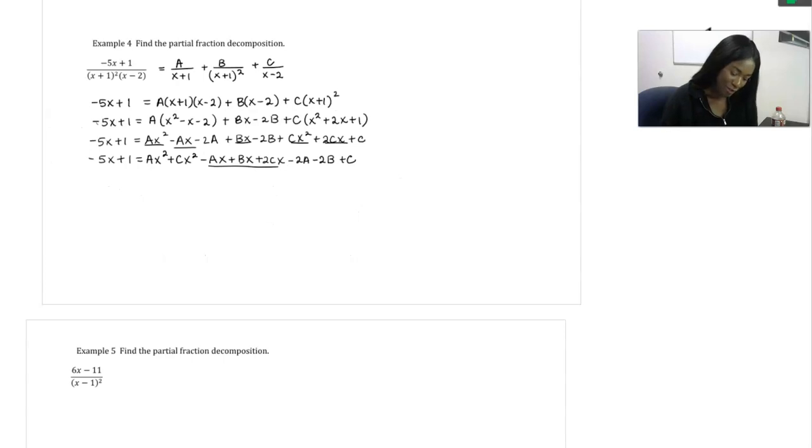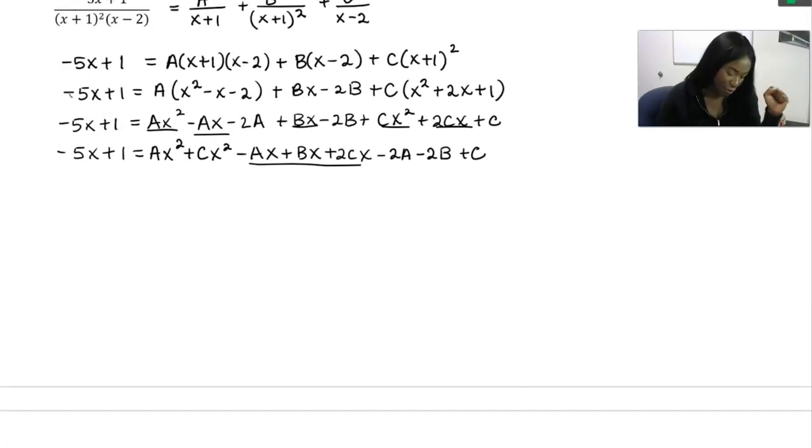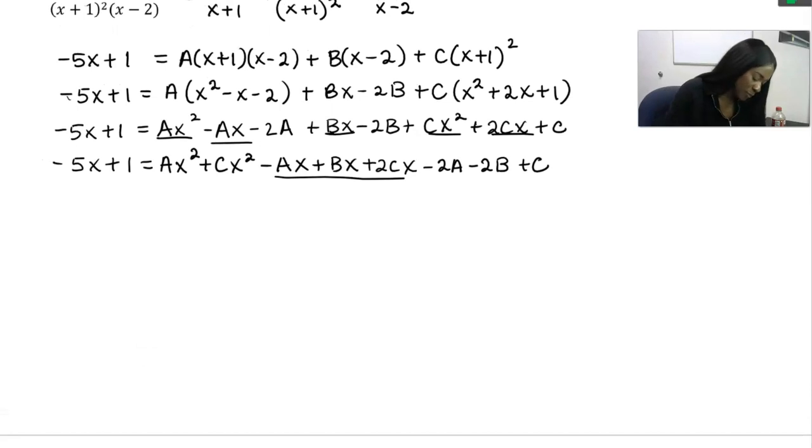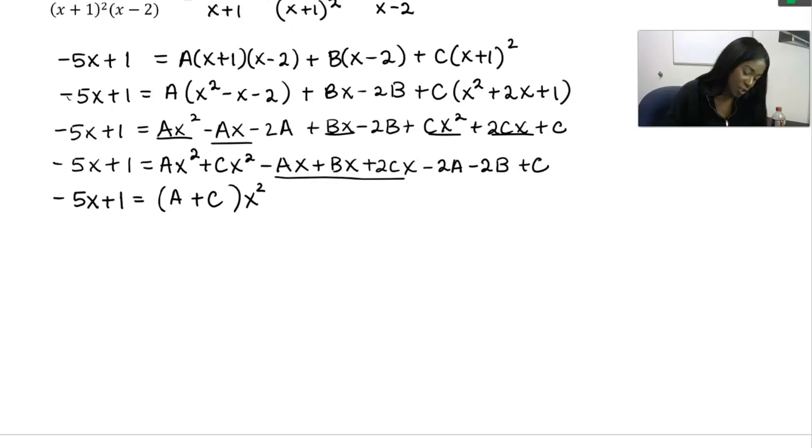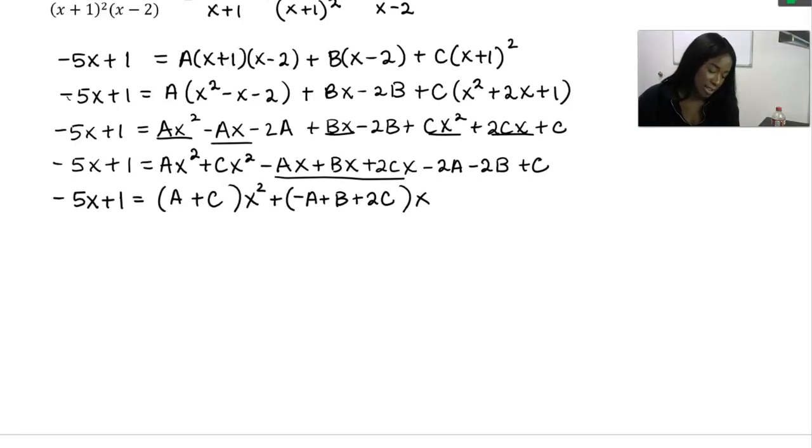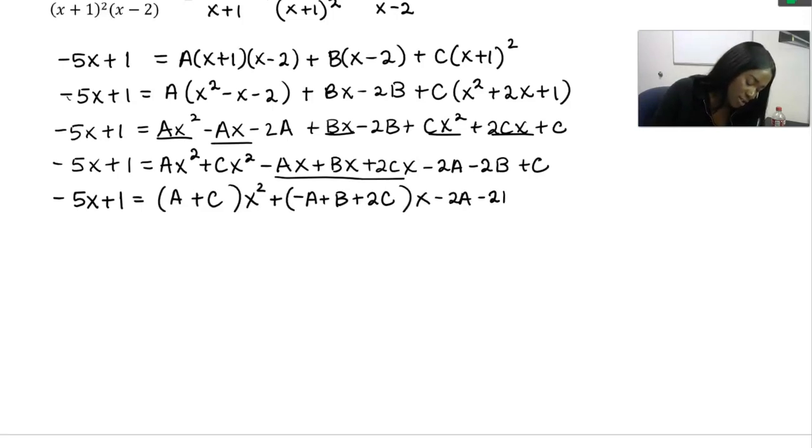So now we are going to start grouping things together so we can start seeing coefficients. So I still have my negative 5x plus 1 on the left side. For my x squared terms, I'm left with an A plus C. When you pull an x squared out of those first two terms, I'm going to pull an x out of the next set of terms. It'll leave me with a negative A plus B plus 2C. Just write the x on the outside of the parentheses of all those terms that had the x with it. And then I'm just going to bring down all my constants: negative 2A, negative 2B, positive C.